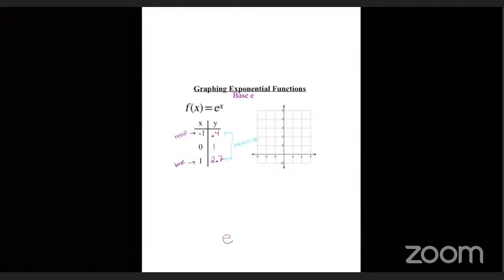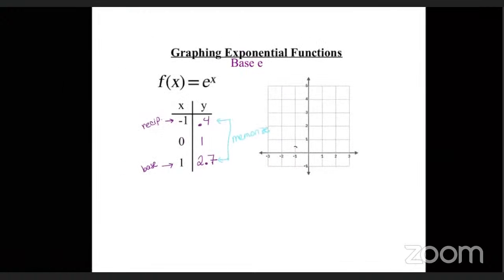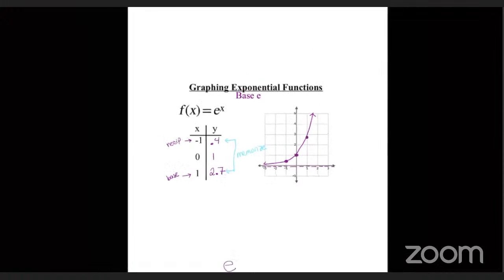And so what do those look like then on our graph? Very similar to what we saw before. So -1, 0.4, 0, 1, and then 1, 2.7. It's going to slide along that horizontal asymptote at y = 0, and then get really big really fast. It also does not have a transformation, so horizontal asymptote at y = 0, just like any other exponential function.